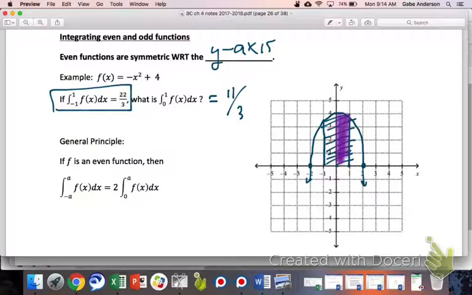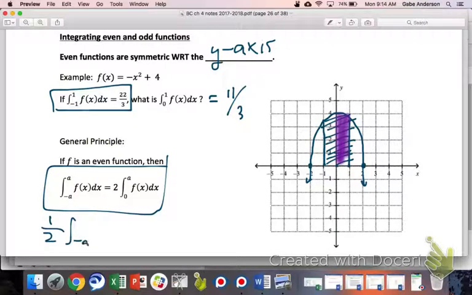Same thing. So the general principle is if f is an even function, then the integral from negative a to a is equal to double the integral from 0 to a. Of course, you could rewrite this a little bit. You could say 1/2 of the integral from negative a to a of f of x dx is equal to the integral from 0 to a. And that's more the principle that we just used: if you know the whole thing and you want to know half of it, just multiply the whole thing by half. Obviously, the same relationship, just written slightly differently.